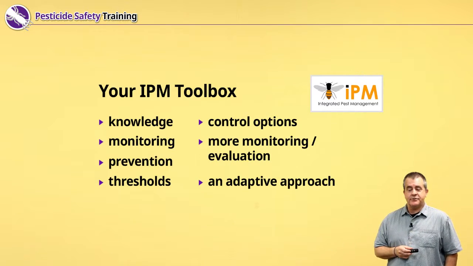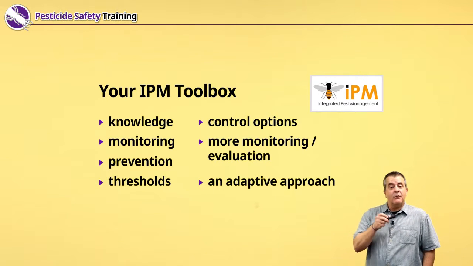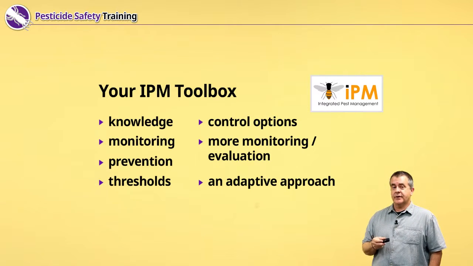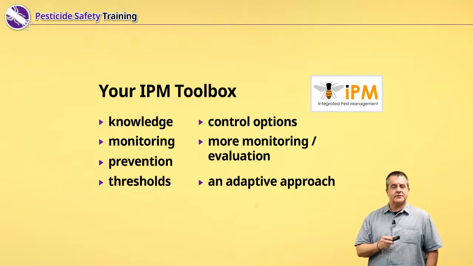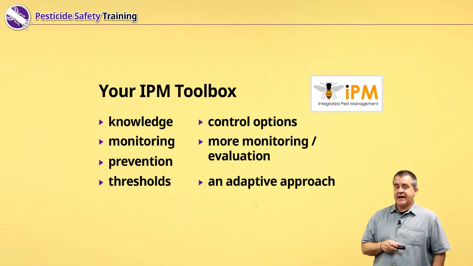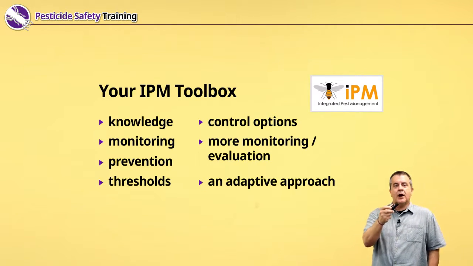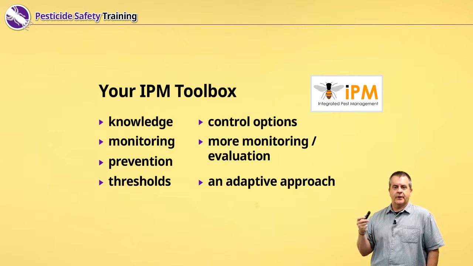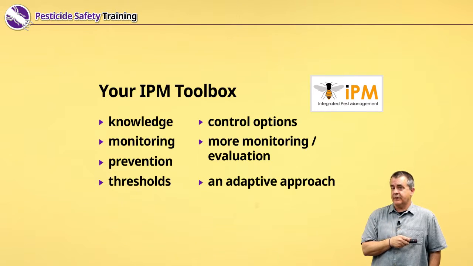Know your control options, and do more evaluation and monitoring. So that's an ongoing process. When you initiate a control strategy, then you want to be monitoring to see how well that strategy worked. And then take an adaptive approach. If your control strategies are not working, then you don't stick with that strategy. You use other strategies that are available in your toolbox. And using multiple strategies, remember, that's going to help you with the resistance development issue as well.